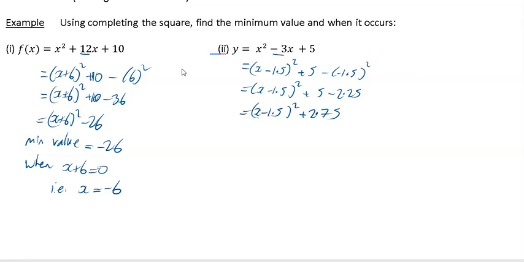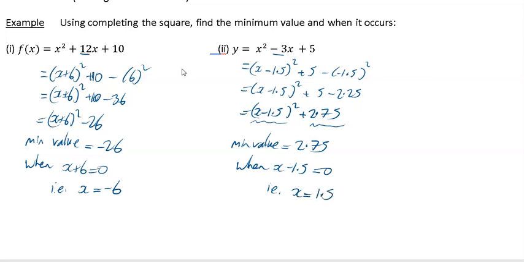2.75. So again, the minimum value is going to be equal to this thing, and it happens when this thing is equal to 0. So just say minimum value is equal to 2.75, and that happens when x minus 1.5 is equal to 0, i.e. x is equal to 1.5. Okay, you are now ready to do your algebra and equations worksheet exercise 2G.